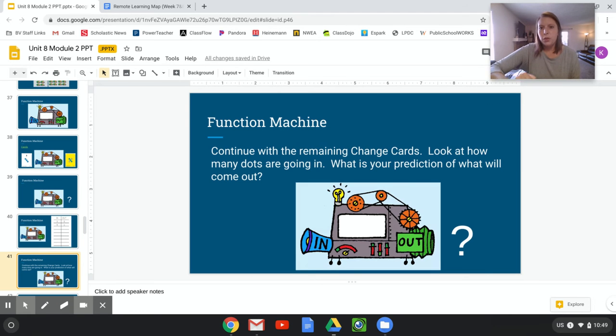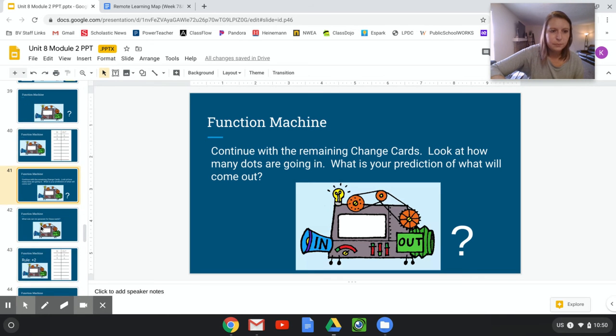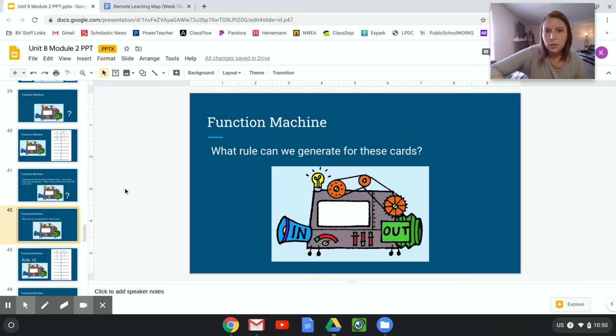So you can make cards at home like I did, or you can just say numbers. You can do this in your head, but try some different numbers and think, okay, if this function machine adds 2, what would happen if I put this number in? Okay, so try some examples. So the rule is, every time you put a number in, you add 2.